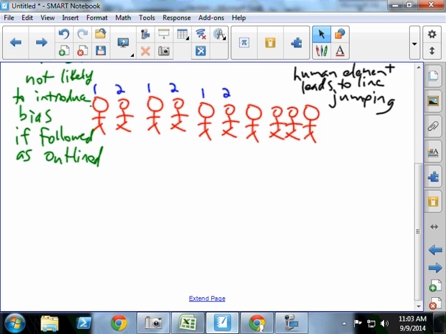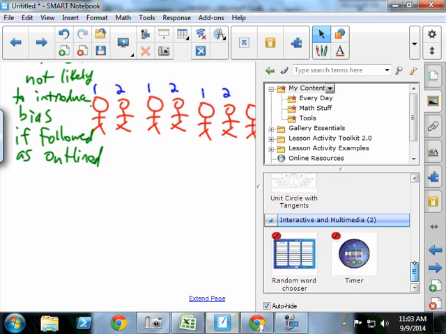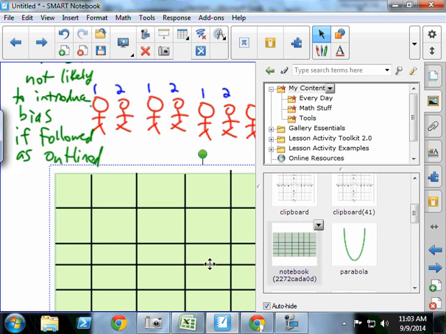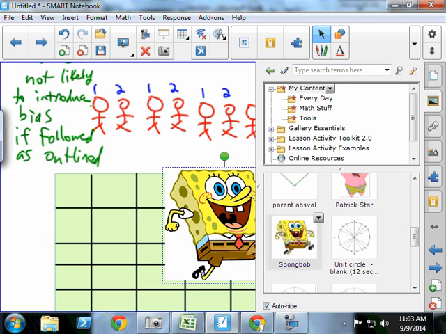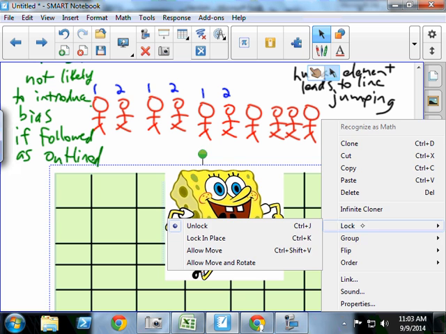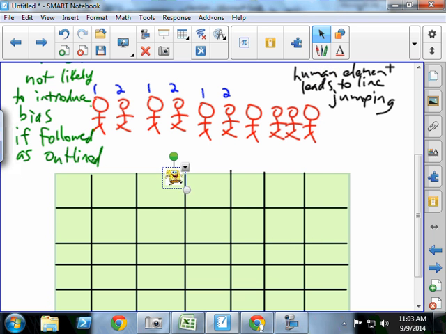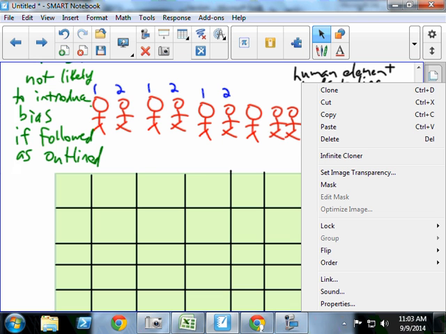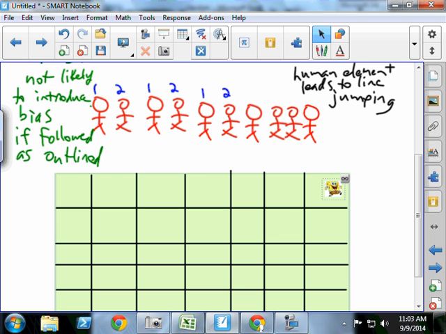All right. So we do need a visual example of this. So let's get that box. This time we'll use SpongeBob SquarePants. So we'll lock that in place. We'll make SpongeBob small enough. And we'll use an infinite cloner. Yep. I got a volunteer to try this one. Every other, every third, every fourth, every fifth. Nobody wants to mess with the rogue lines, so here we go.